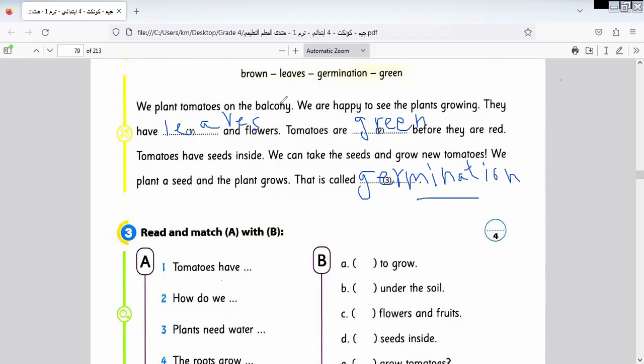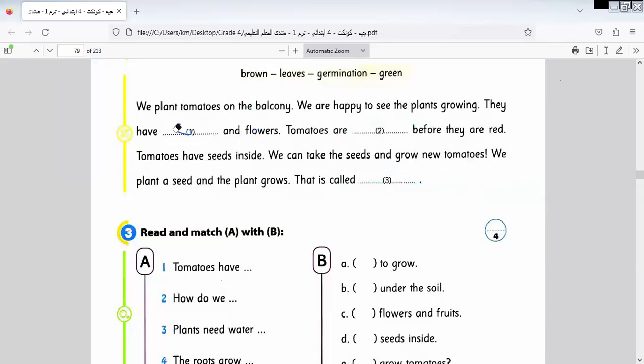We plant tomatoes on the balcony. We are happy to see plants growing. They have leaves and flowers. Tomatoes are green before they are red. Tomatoes have seeds inside. We can take the seeds and grow new tomatoes. We planted a seed and the plant grows. That's called germination.